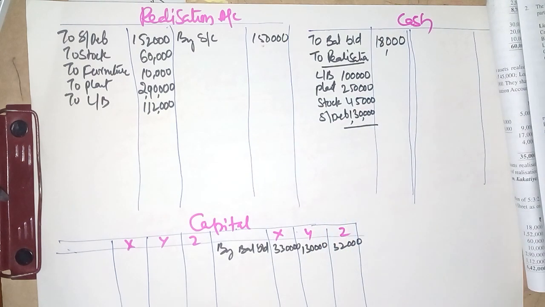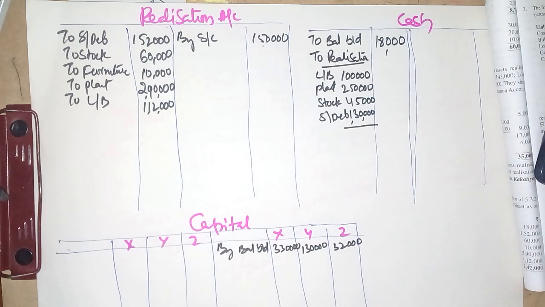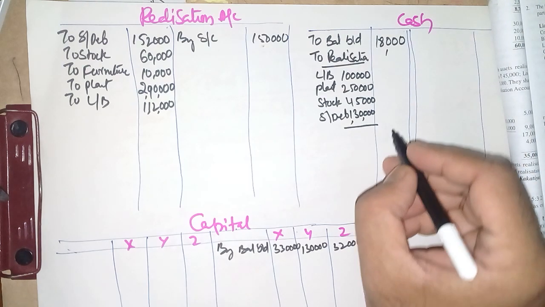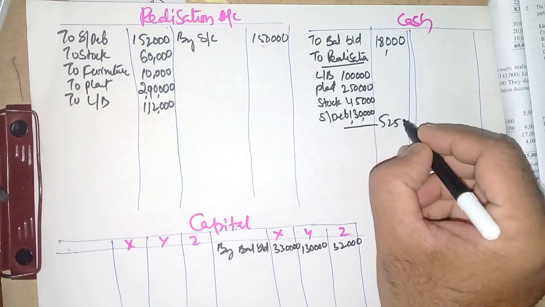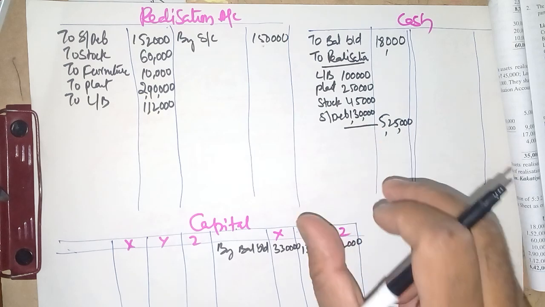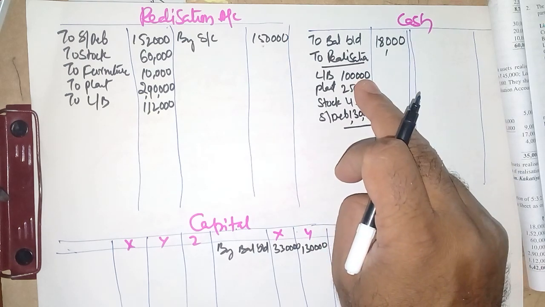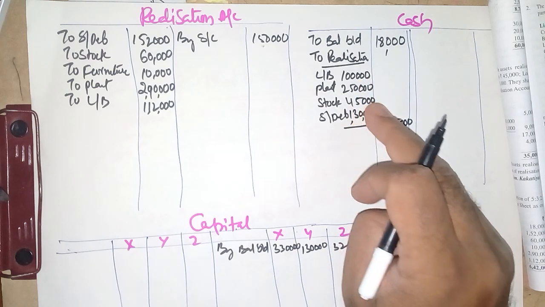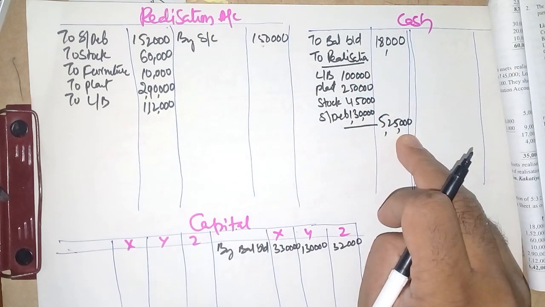So make the summation. Summation comes to 1 lakh plus 2,50,000 plus 45,000 plus 1,30,000. Right? So 5,25,000 is the total realization. Please, while doing the problem itself, check the values once again and be careful in the examination whenever you are working out.